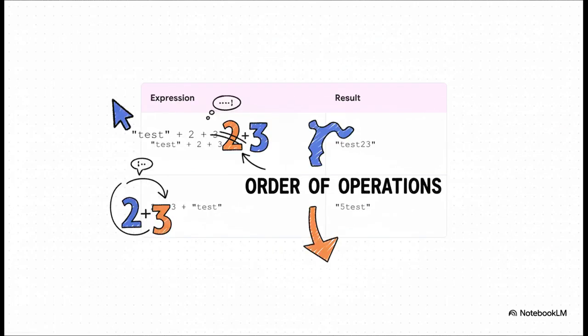This slide is just perfect because it shows you exactly how a computer thinks. It's incredibly literal. Look at the top example. It sees the text test first. So it decides everything that follows must also be text. It just glues the 2 and the 3 onto the end. But in the bottom one, it sees 2 plus 3 first. It says, oh, that's math. It calculates 5, and then it sees the text and glues test on. It follows the rules perfectly, which shows how just changing the order can totally change your result.